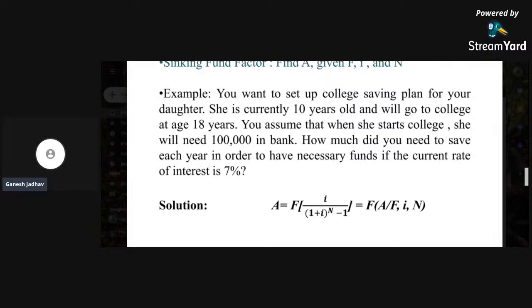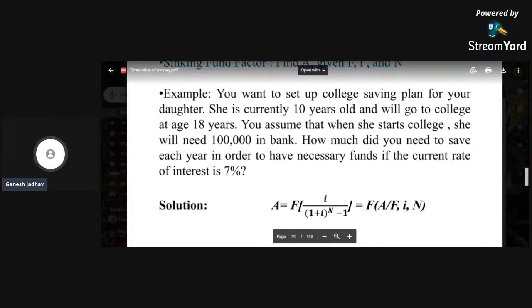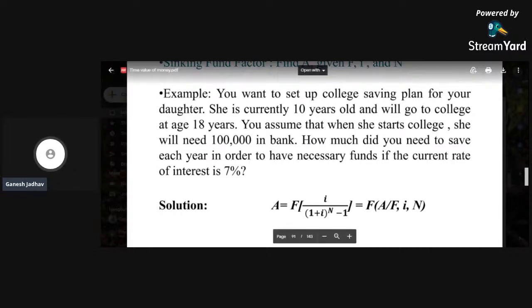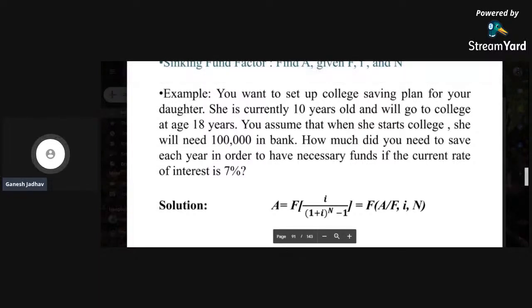What is P equal to? P is equal to 1 lakh rupees. Okay, what is i equal to? i is equal to 7%. Here it is also 1 plus i, where i is 7%. You have to take i as 0.07, not 7.